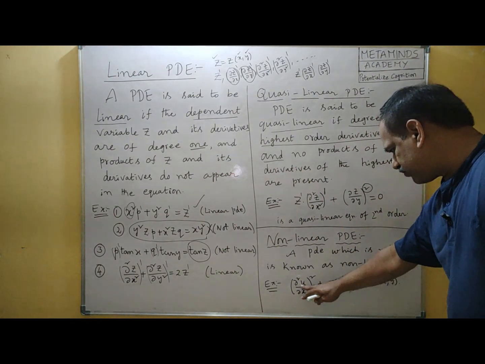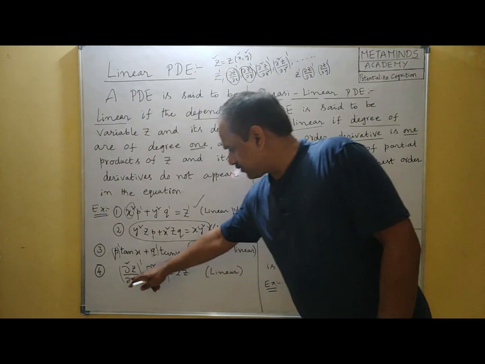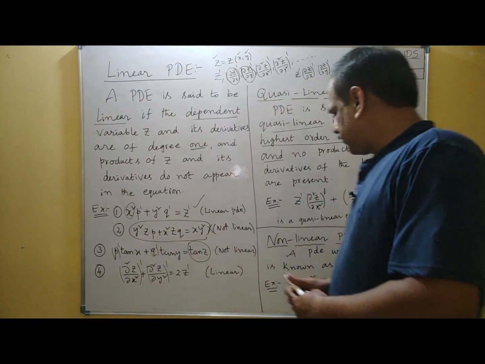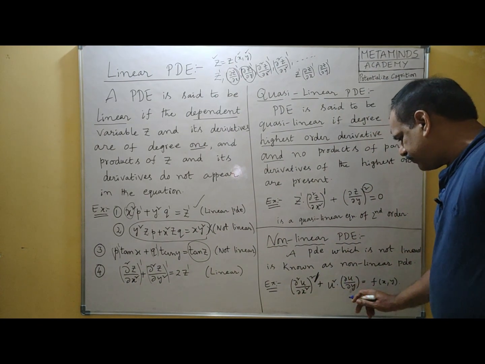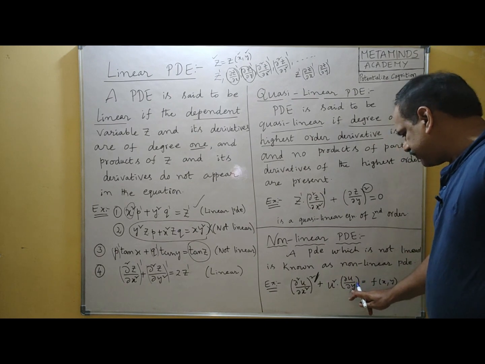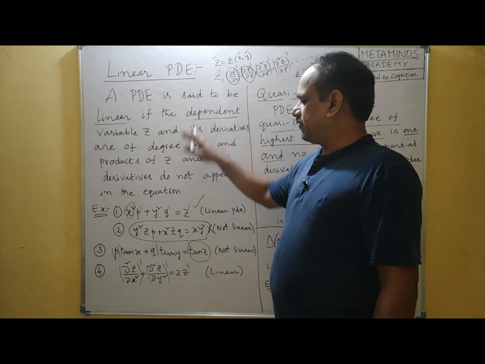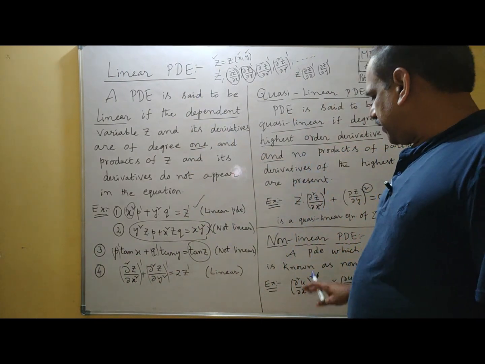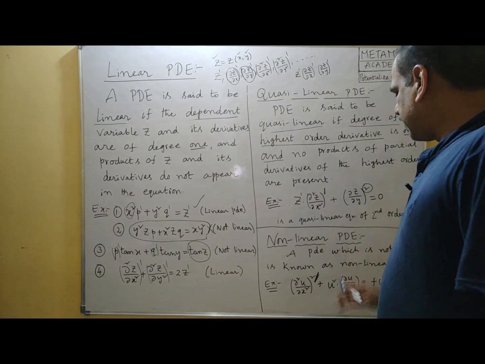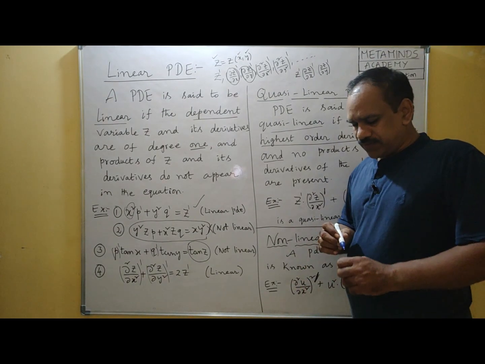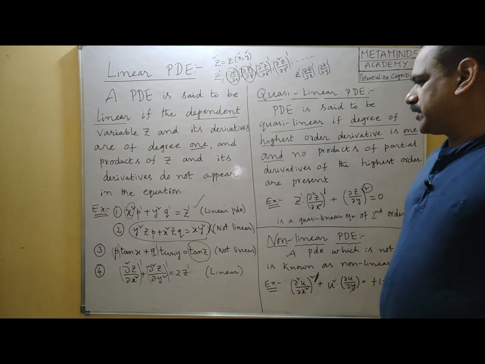See, (∂²u/∂x²) whole squared. So here you see ∂²z/∂x² whole power 1. So here the degree is 2. Here the degree is 2. And you have a product of the dependent variable and its derivative. So the two rules of a linear partial differential equation are violated here. At least one rule is violated, so it is a non-linear partial differential equation. This is known as a non-linear partial differential equation.